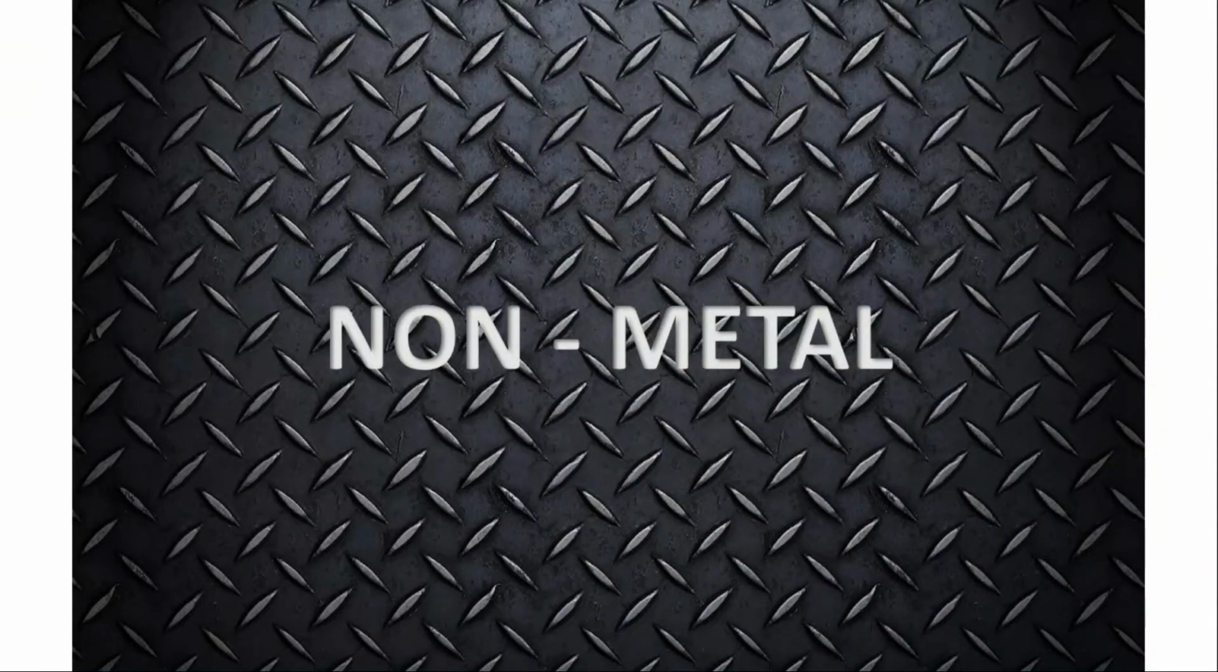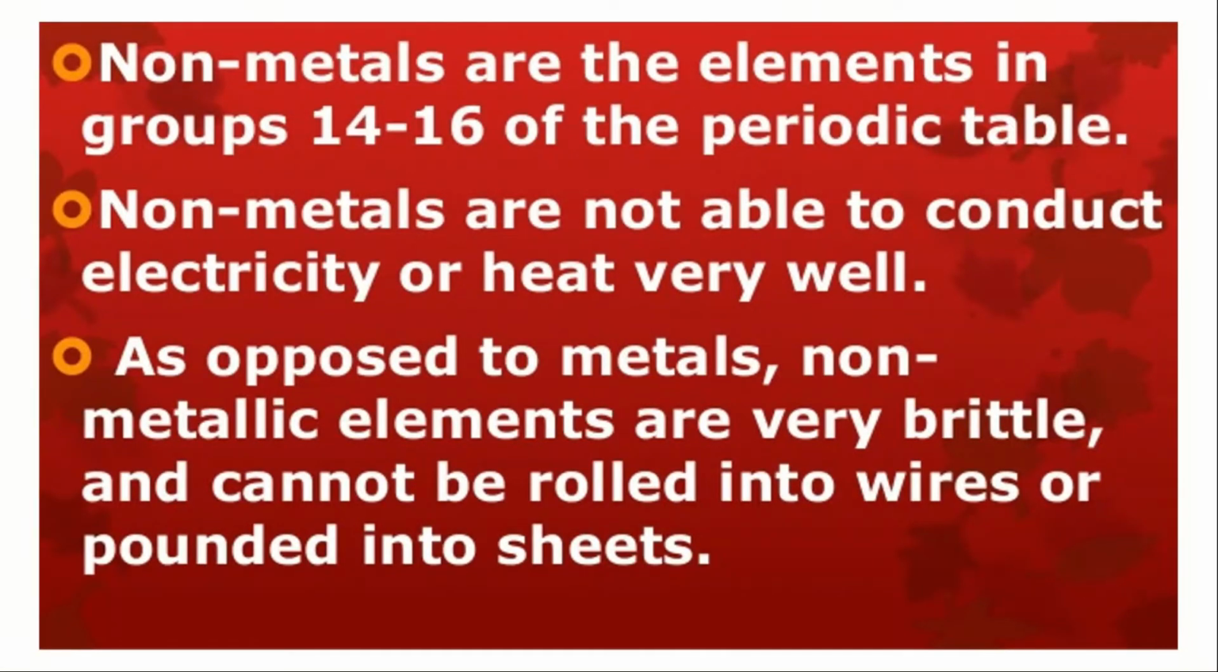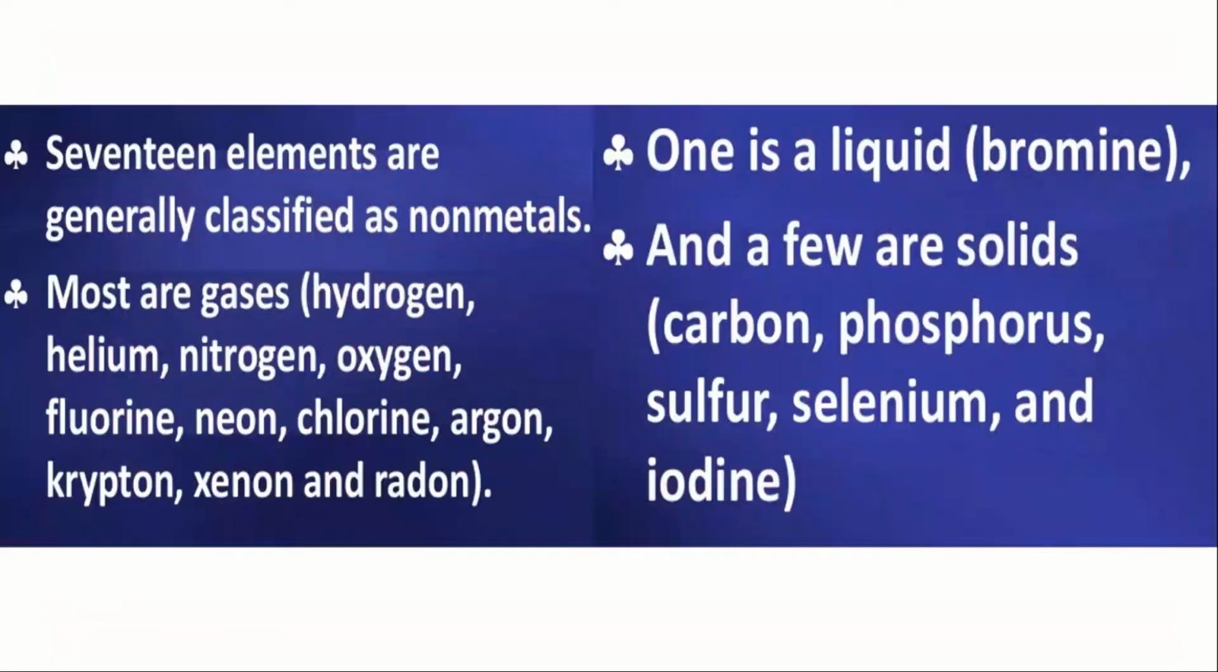Let us know about a non-metal. Non-metals are the elements in groups 14 to 16 of the periodic table. Non-metals are not able to conduct electricity or heat very well. As opposed to metals, non-metallic elements are very brittle and cannot be rolled into wires or pounded into sheets. There are 17 elements which are generally classified as non-metals in the periodic table.